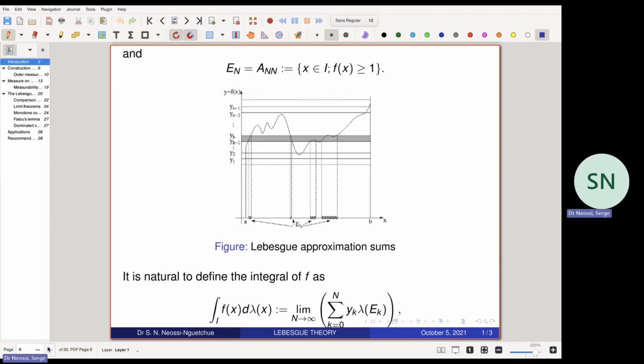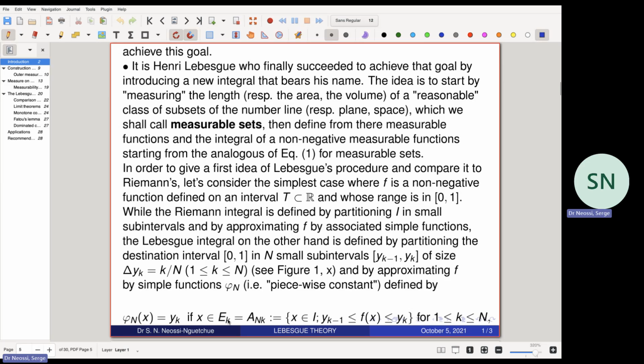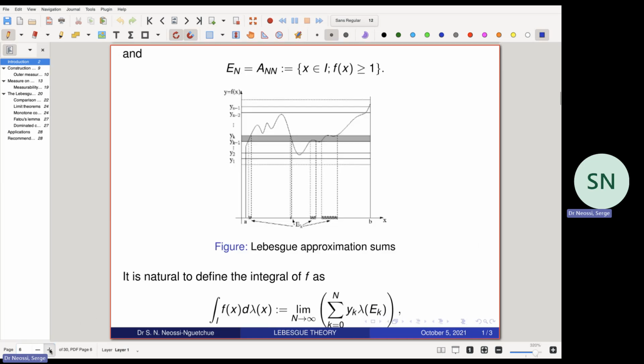So E_k here is taken with k from 1 to N. Now, finally, we also define E_n, which will be A_n, just the set of elements of I such that f(x) is greater or equal to 1.